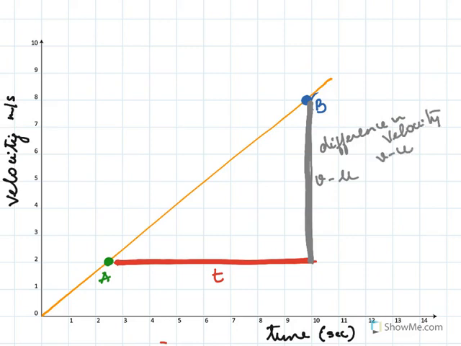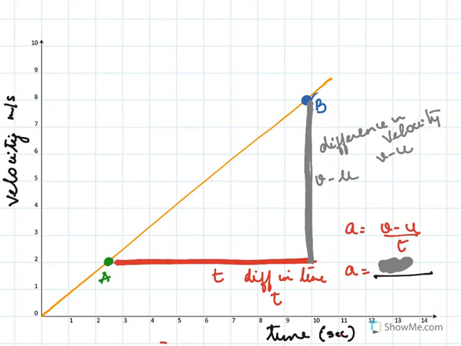That is V minus U, and this line here gives me my difference in time, which I call T, and then I do A equal to V minus U over T. So basically my A is this part divided by this red line. Difference in velocity over difference in time. This will give my acceleration.